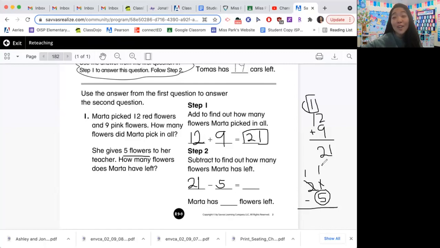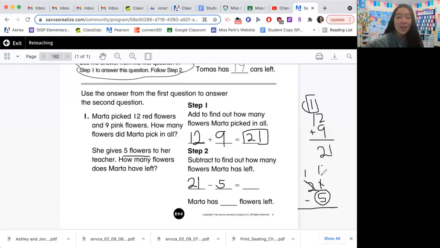Oh, I'm so sorry. I did the math wrong. I know that 21 minus 1 equals 20, and 20 minus 4 equals 16. So this is why it's important to check your work.